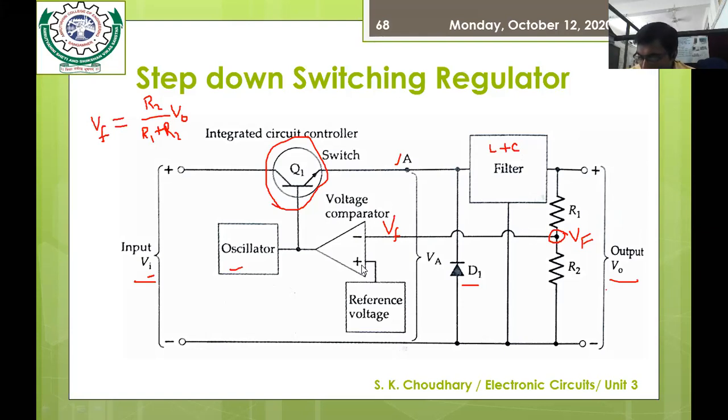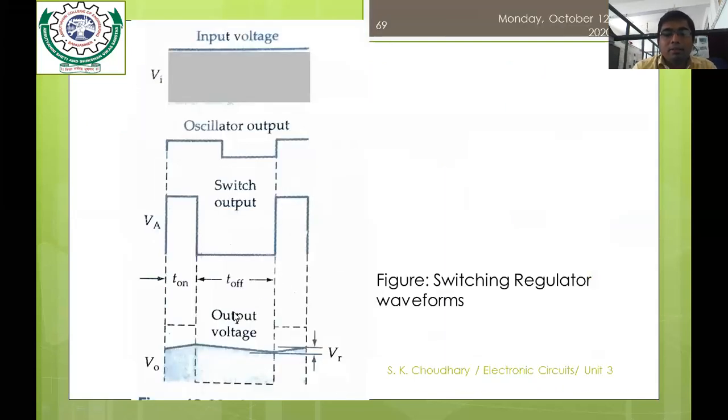And this rectangular waveform that is coming out from the emitter terminal of the transistor Q1 is further filtered by the LC filter circuit, and at the output end we would receive a controlled DC output voltage, and then again it would be fed back and the process goes on. Now we have to see the output waveforms of this particular circuitry. So this is the switching regulator waveform.